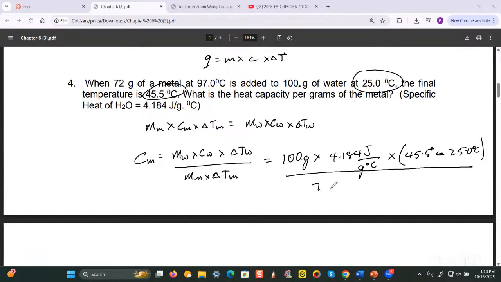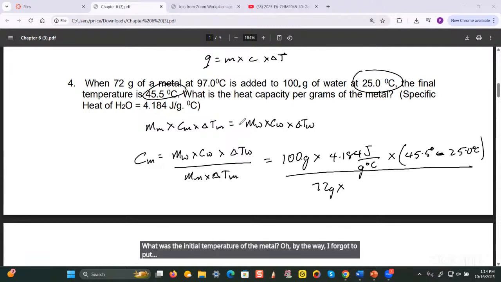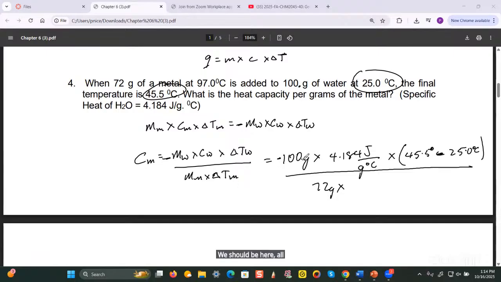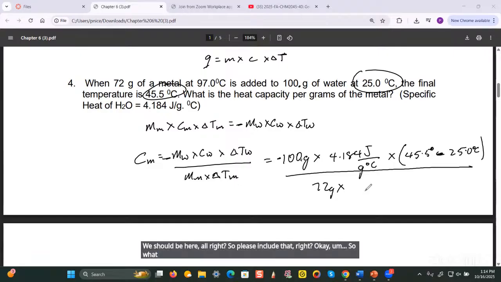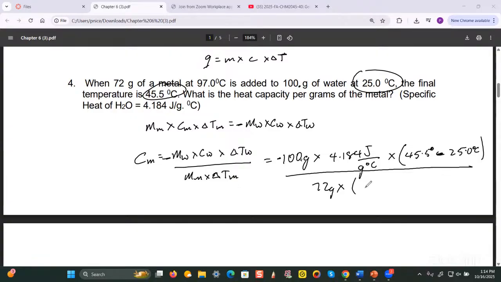72 grams. And what's the change in temperature of the metal? What was the initial temperature of the metal? Oh, by the way, I forgot to put the negative sign here. We should have it here, all right? So please include that, right? Okay, so what's the final temperature of the metal? Final or the original? Final.